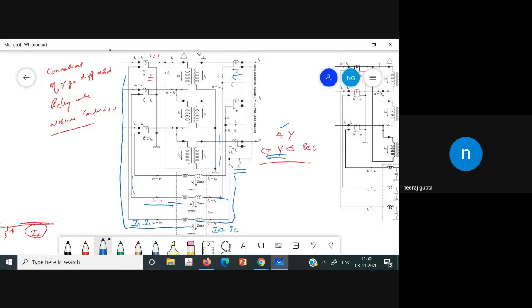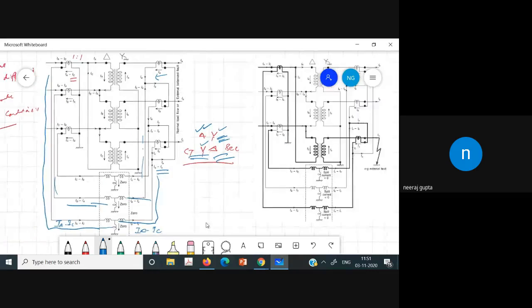So this convention should be followed: on the primary delta side, we have the secondary of CT as star, and on the primary star side of the transformer, we have the CT secondary as delta, to nullify that phase difference. Now we have set up the relay in that way. Now we have to see whether it will work for the external fault or act for the internal fault or not. That analysis we have to do, so that your understanding would be better.